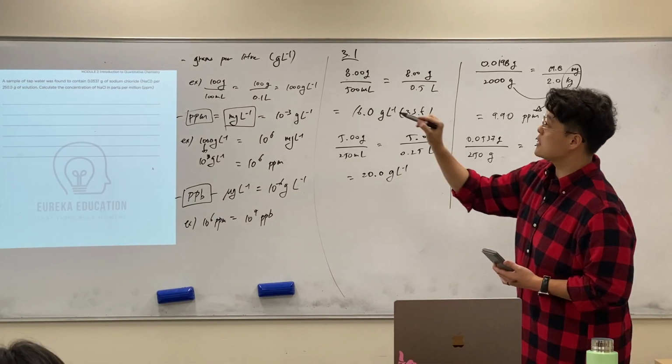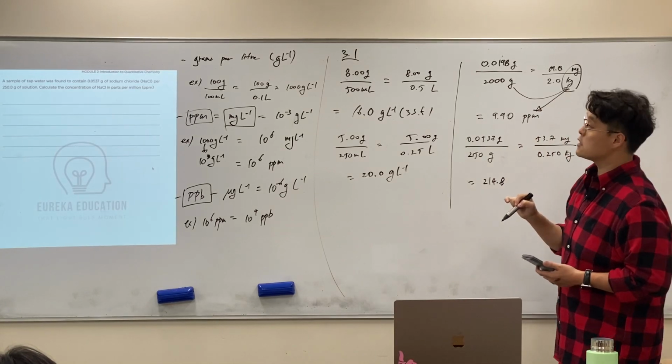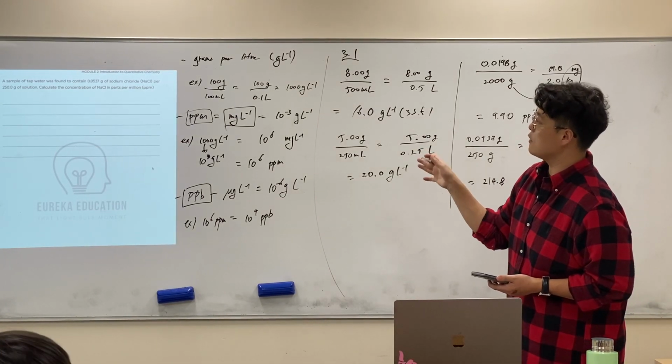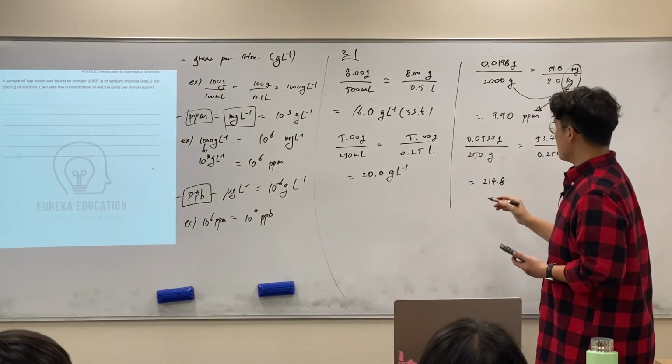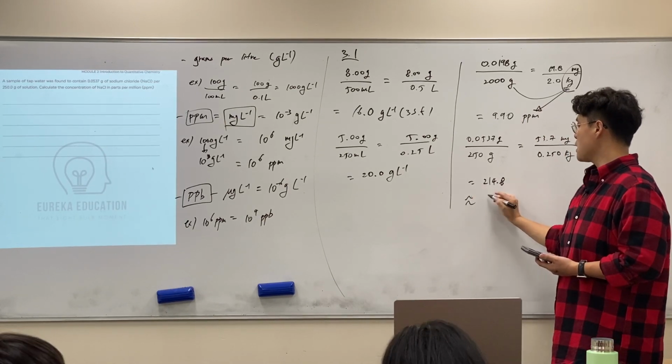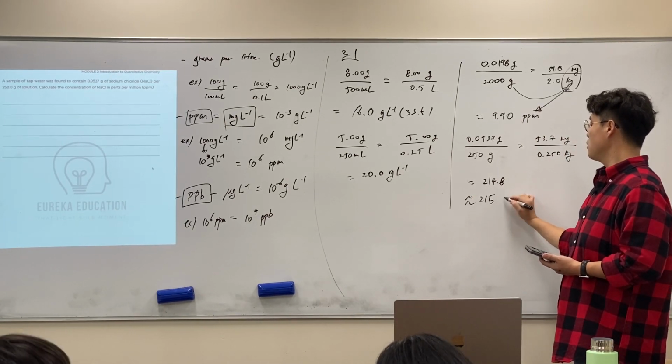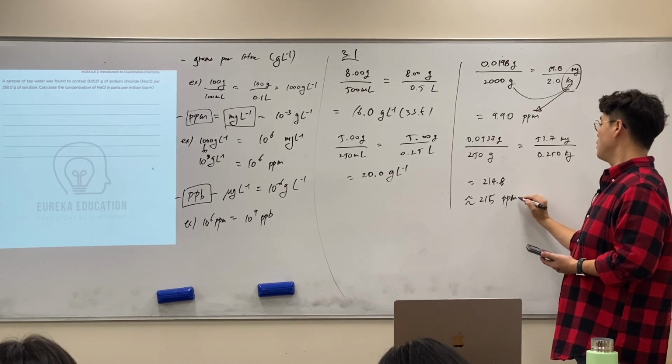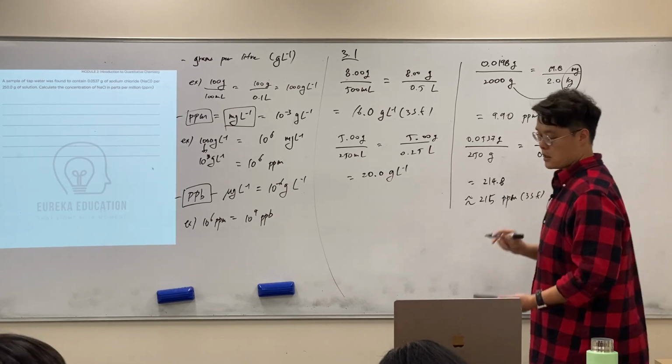214.8. Now, fix that into the given sig figs. How many sig figs do we have? We have 4 sig figs and 3 sig figs. So it's fair to say a 3 sig fig answer is approximately 215 ppm in 3 sig figs. That's the final answer.